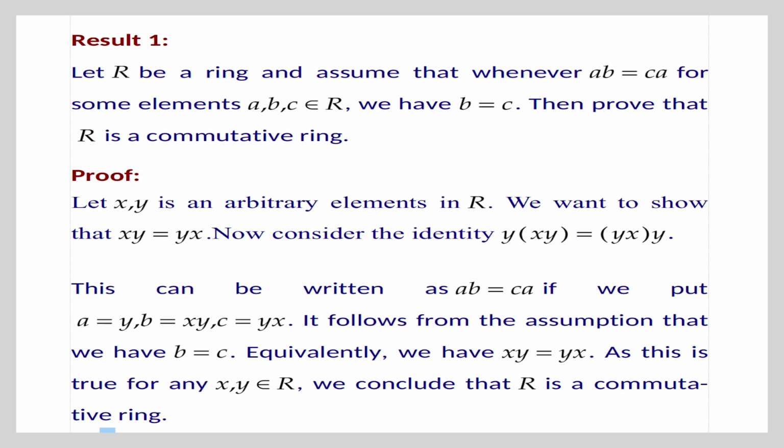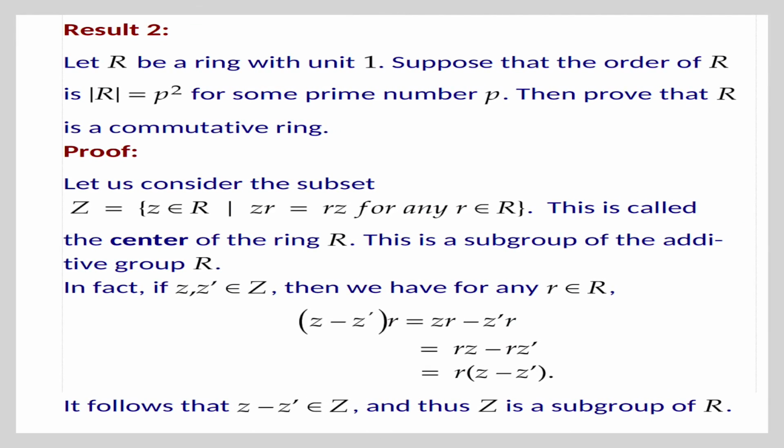Now consider the identity y into xy equal to yx into y. This can be written as AB equal to CA if we put A equal to y, B equal to xy and C equal to yx. It follows from the assumption that we have B equal to C. Equivalently, we have xy equal to yx. As this is true for any x, y belongs to R, we conclude that R is a commutative ring. The second result is: let R be a ring with unit 1.